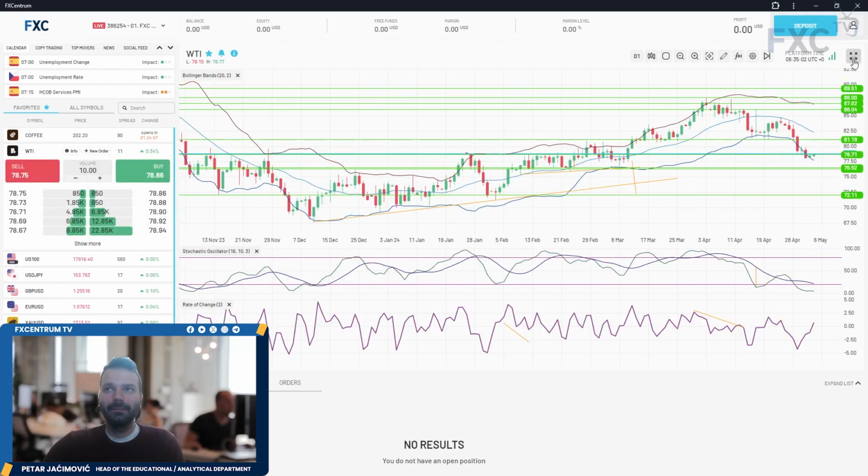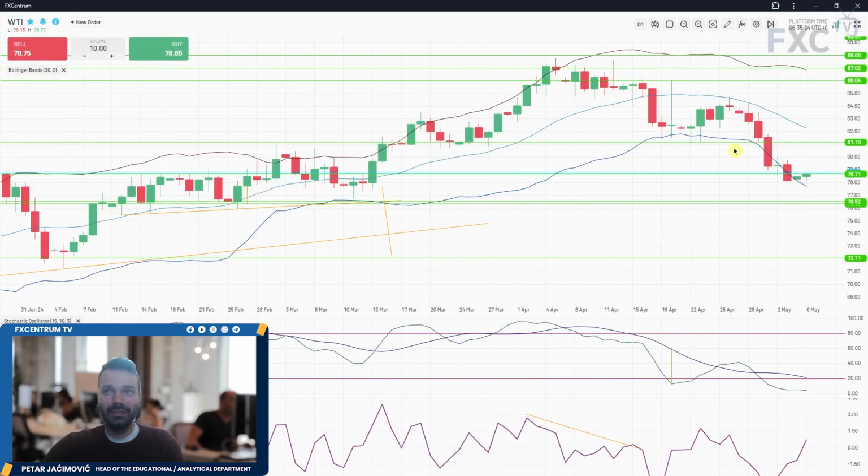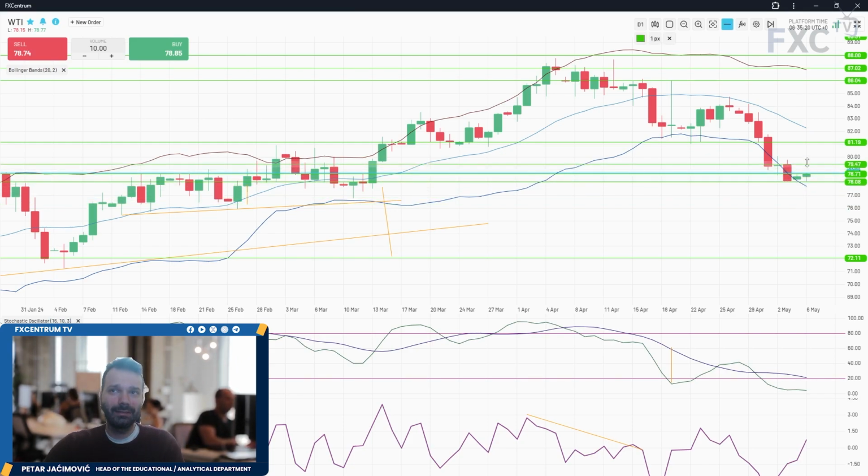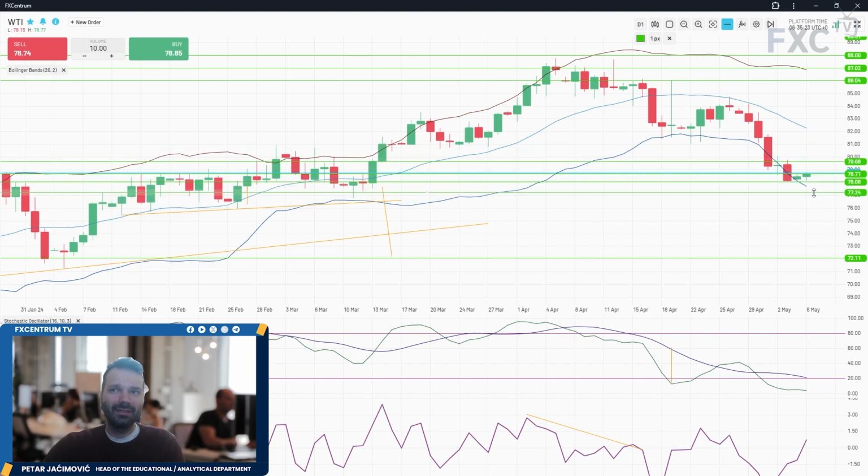Now WTI, we also had a breakout of the key support at 81.20. We had a strong close below the lower Bollinger Band. We can see that Bollinger Bands are expanding, and we had a tight consolidation at this point. But so far, I still see the potential for the market to go lower. So we have 76.50, and we have support around 72.10 mark. Both fast and slow line are sloping to the downside, so there is a chance for a downside continuation.